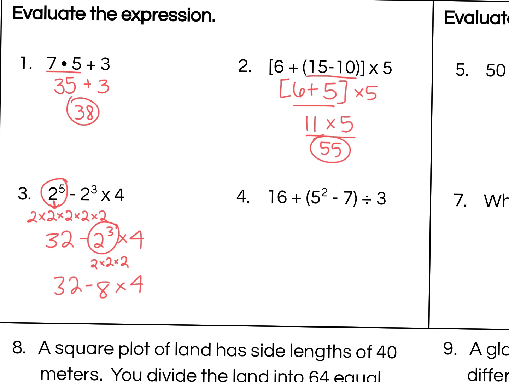Okay, now what do I do? 32 minus 8 or 8 times 4? 8 times 4. Why 8 times 4? Because you multiply. Because in order of operations, it's parentheses, exponents, multiply, divide, and last add and subtract. So you've got to be careful. 8 times 4 is 32. 32 minus 32 is 0.